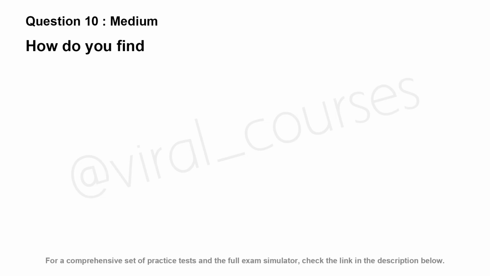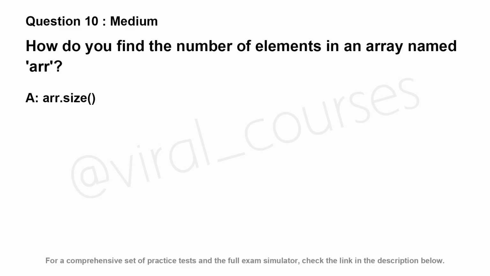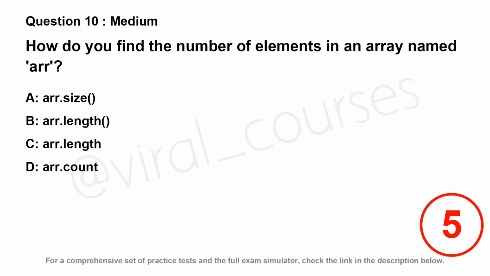So if the condition is false initially, the code never runs. How do you find the number of elements in an array named arr? Option A, arr.size. Option B, arr.length(). Option C, arr.length. Option D, arr.count.